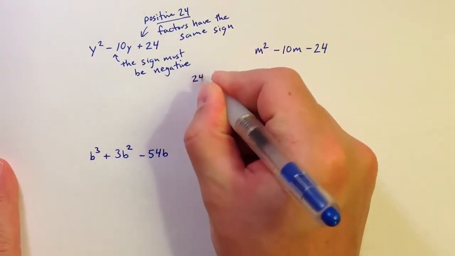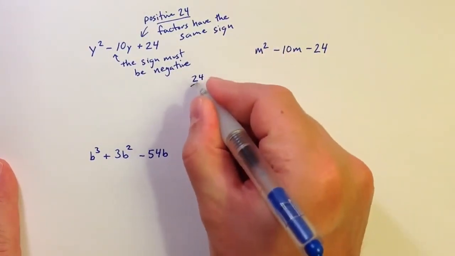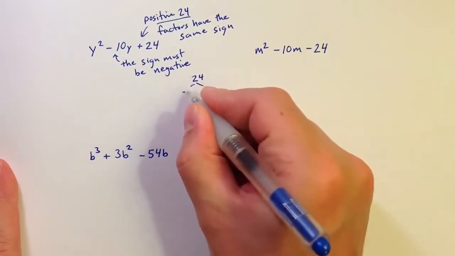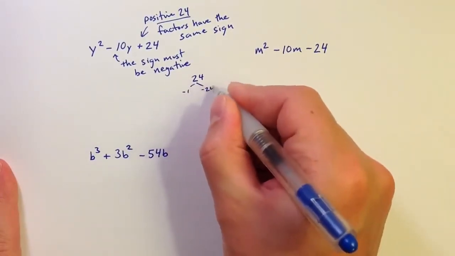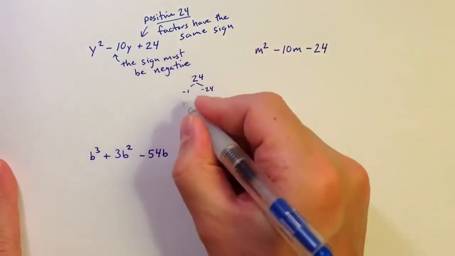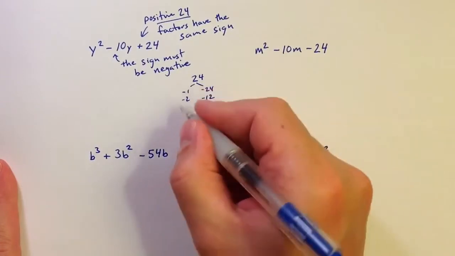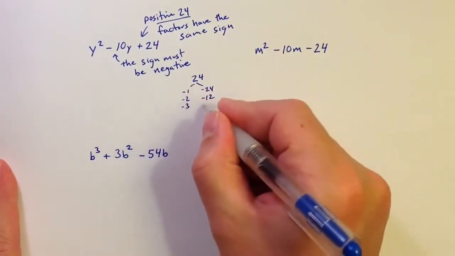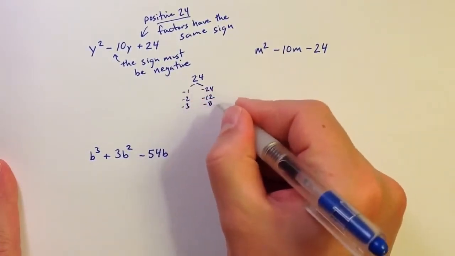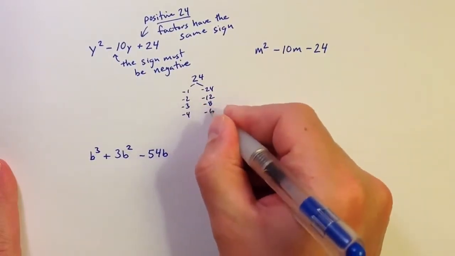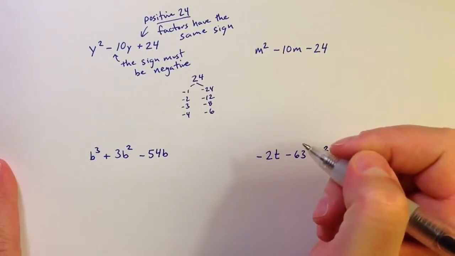So if you think about 24, we can think about factor pairs that multiply to equal 24. I know they both have to be negative, so it could be negative 1 and 24, but that doesn't add up to negative 10. Negative 2 and negative 12, that adds to negative 14. Negative 3 and negative 8, we're getting close, but that adds up to negative 11. Negative 4 and negative 6 are the two that we need.